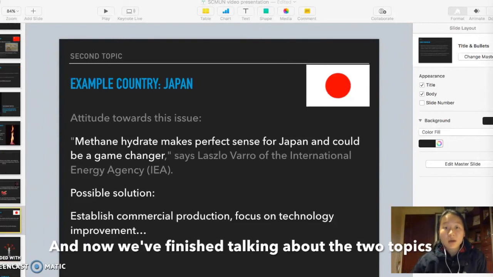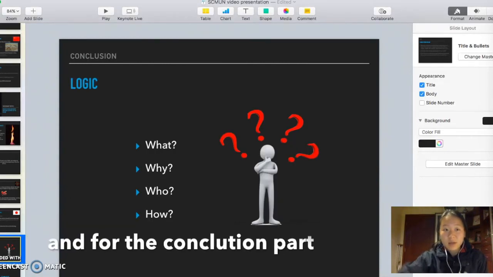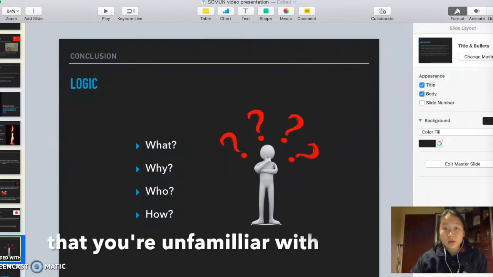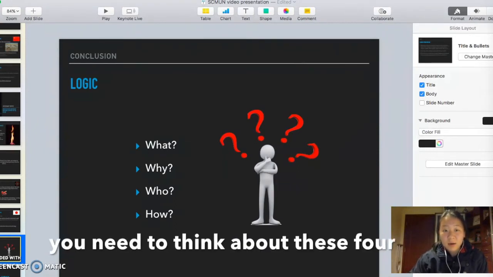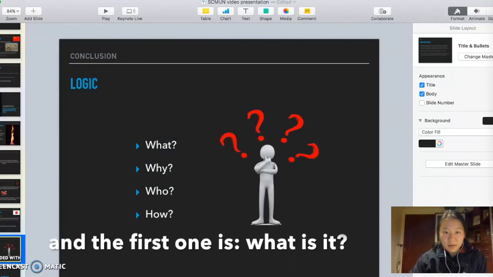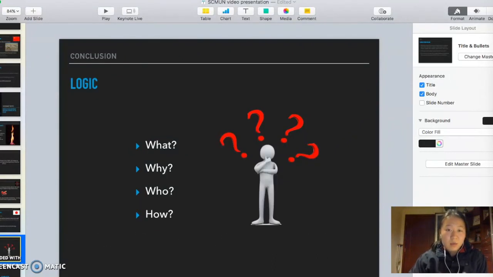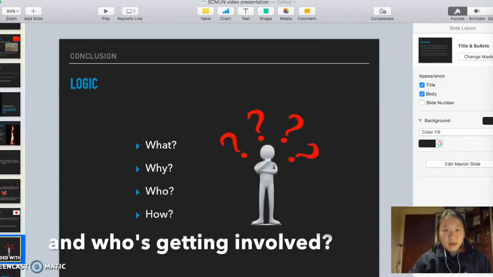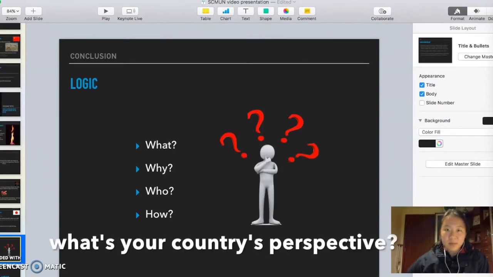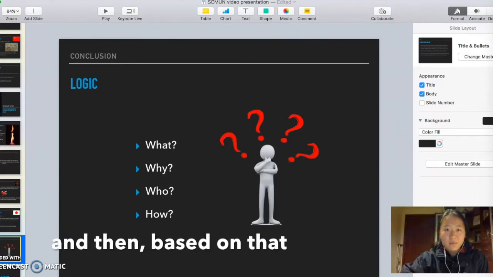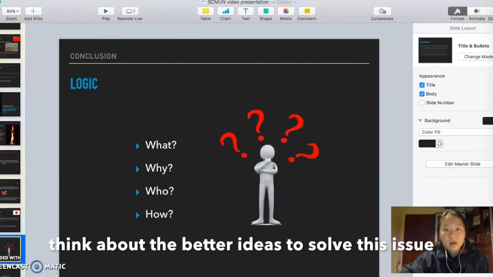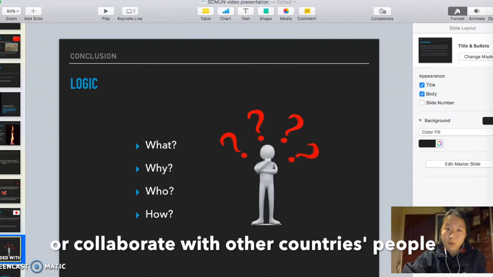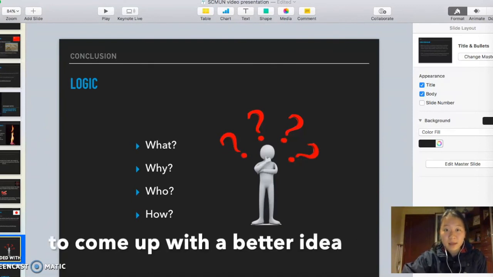And now we've finished talking about these two topics. For the conclusion, when you're getting a new task or topic that you're unfamiliar with, you need to think about these four things. The first one is, what is it? And why is it important? Why do we have to talk about it? And who's getting involved? What's your country's perspective? And then, based on that, think about better ideas to solve this issue or collaborate with other countries' delegates to come up with a better idea.